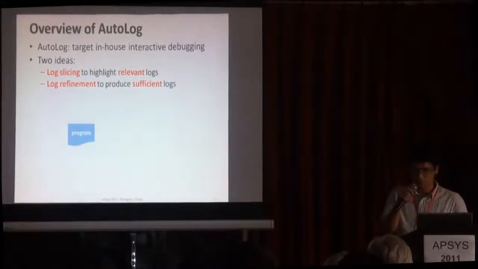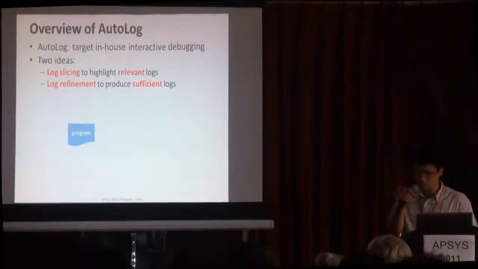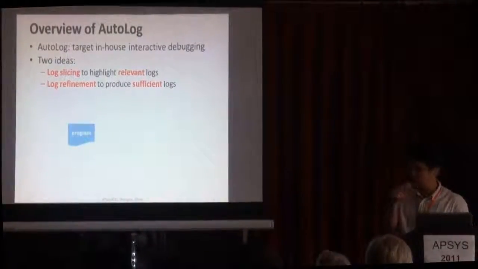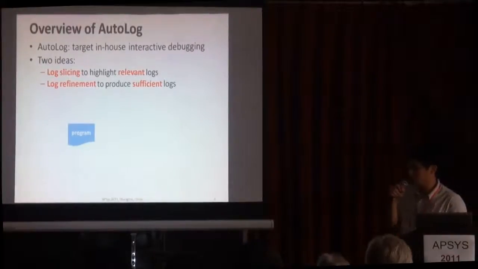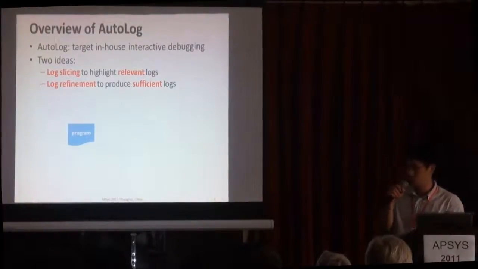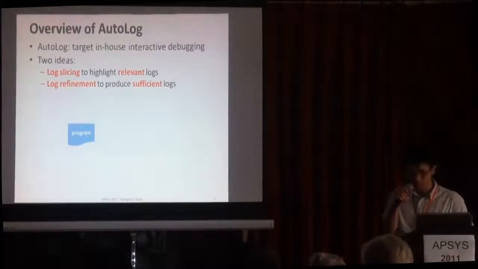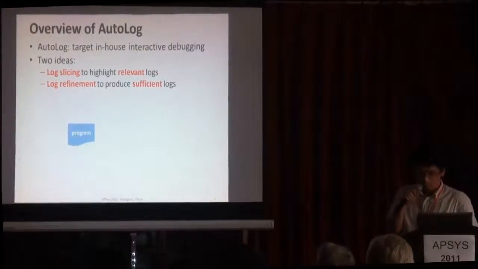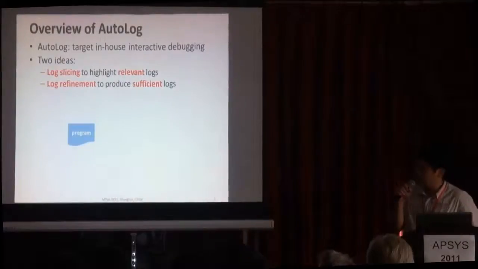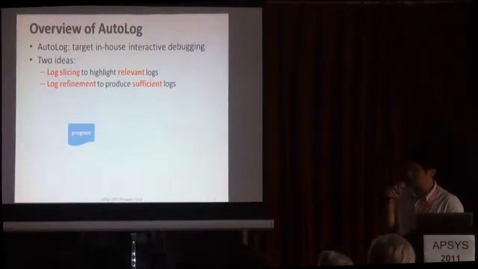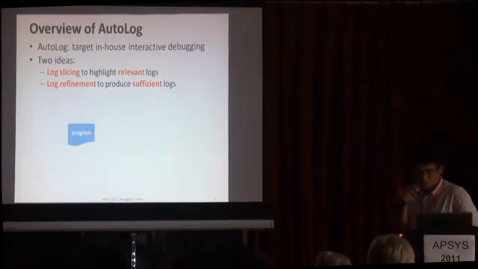So as an attempt to resolve these problems, we proposed a highly automated technique named AutoLog. AutoLog targets in-house development, where the program source code is available and we can modify it as we like. For example, we can insert new logs into the program and rerun it to get more logs. And also, AutoLog is not fully automated. It only supports interactive development, because we believe that human effort is still crucial in most development activities. There are two basic ideas in AutoLog.